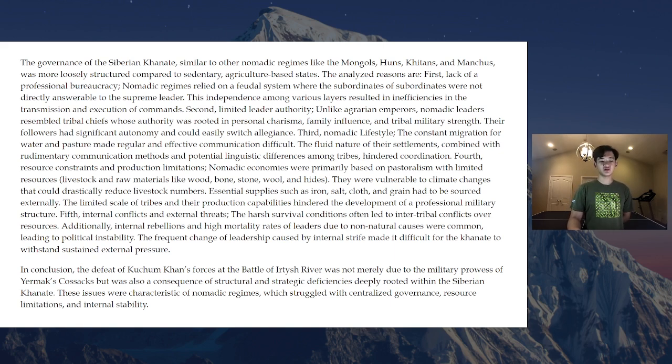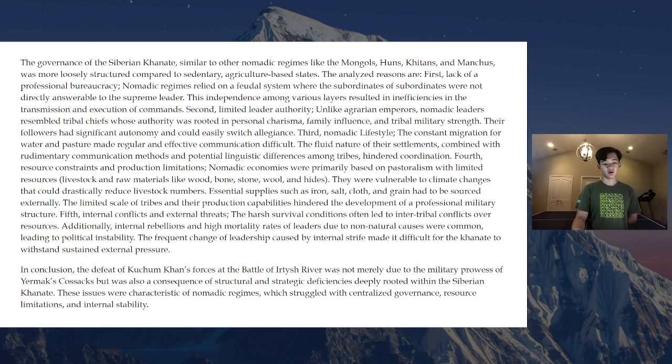The governance structure was a lot looser compared to the sedentary agriculture-based states. For example, there was a lack of a professional bureaucracy, and instead there was a feudal system, there was limited leader authority, and there was also a nomadic lifestyle. And in general, society wasn't very stable in the Siberian Khanate, which also contributed to this loss.